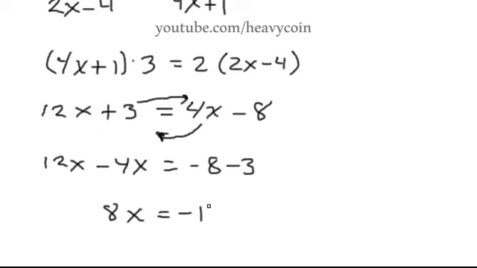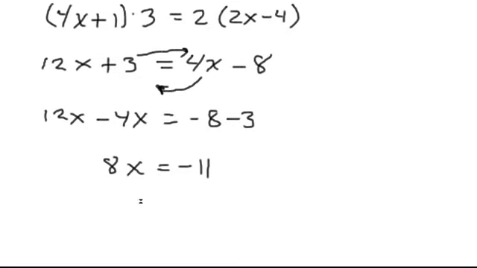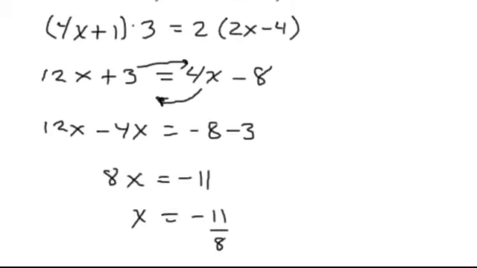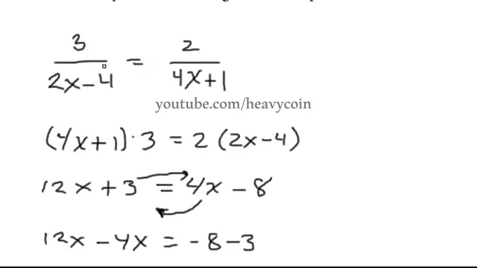Yeah. And of course, we're going to take this 8 diagonally down, so negative 11 over 8. So that is negative 11 over 8 is our solution to our equation up here.